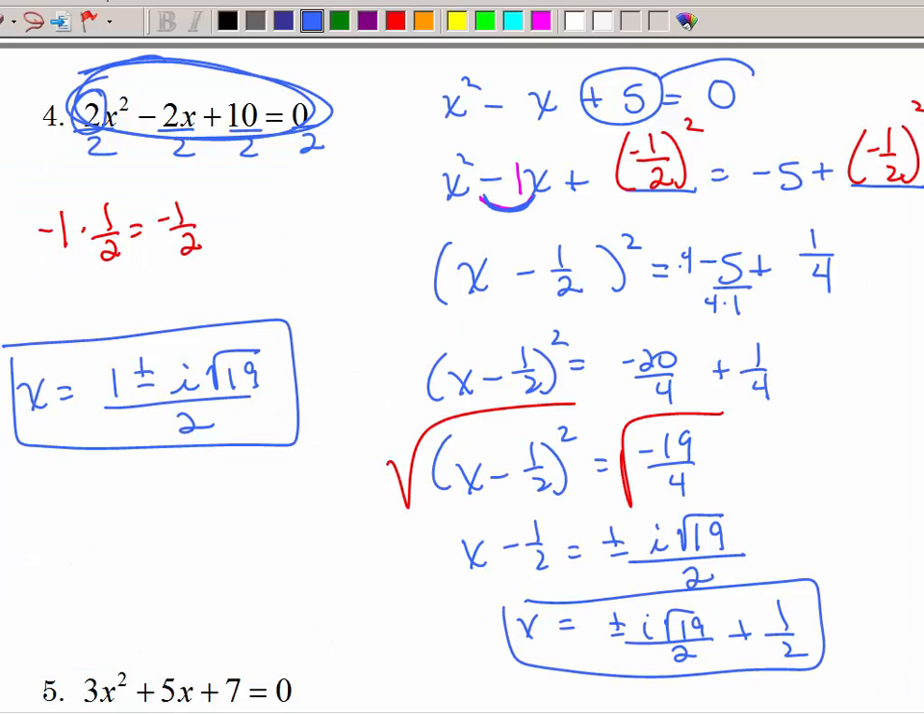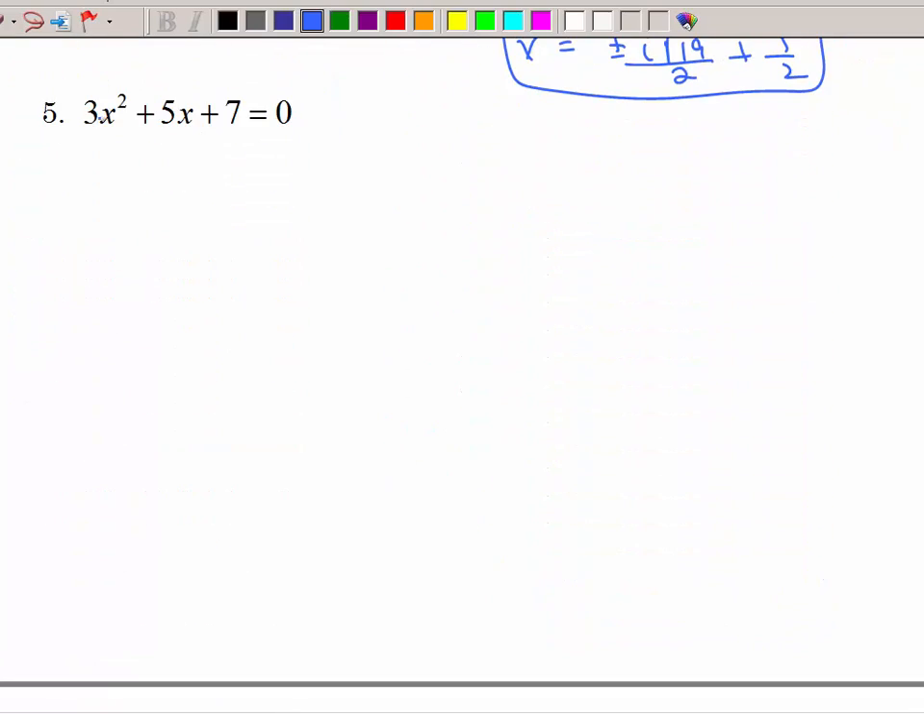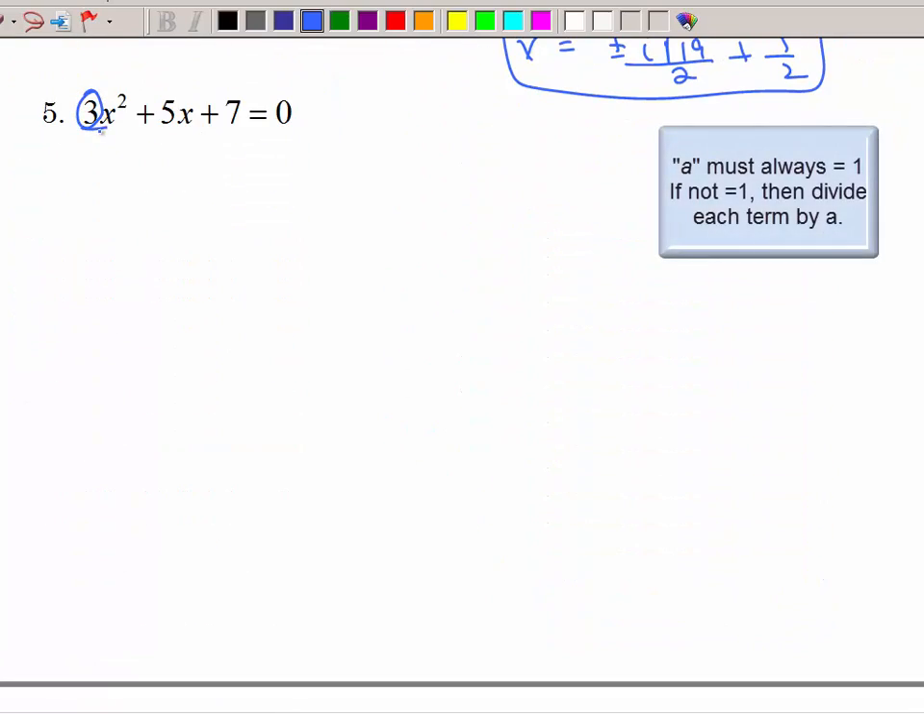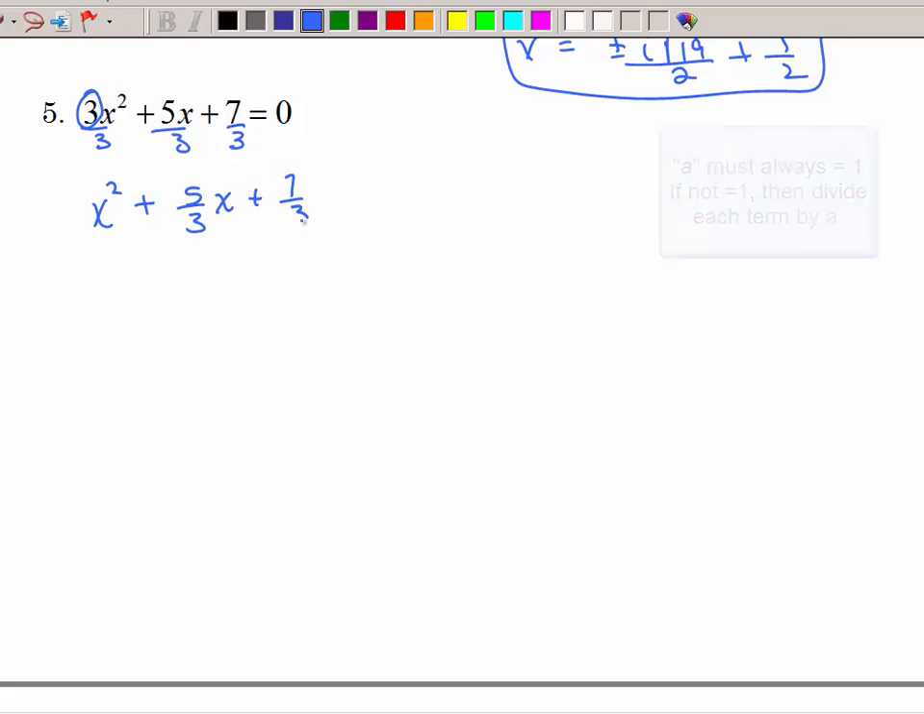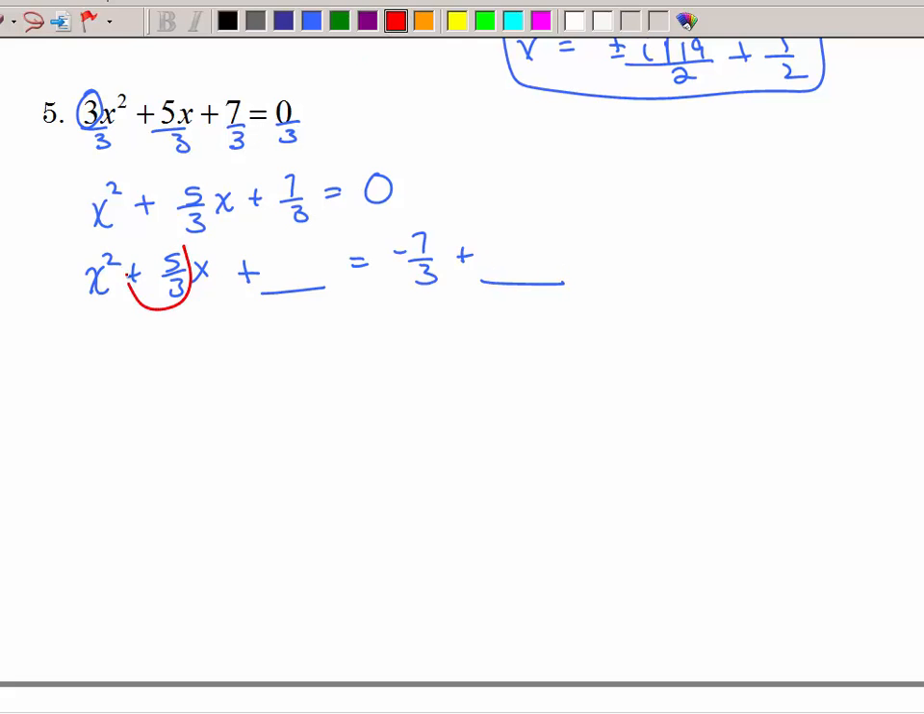One last example with lots of fractions. First of all, you should notice that a is not 1. So we need to divide everything by 3. And this time, it's not as nice. So I have x squared plus 5/3 x plus 7/3, oops, equals still 0. Then I'm going to move my constant to the other side, and it becomes negative 7/3. And you're going, oh, okay, here's the coefficient. I have to take half of 5/3.